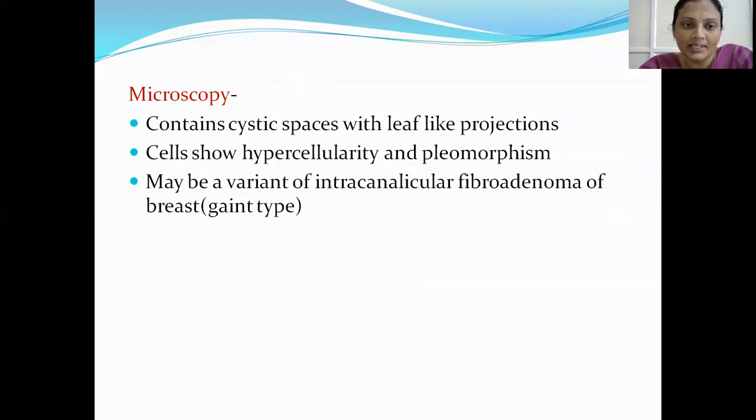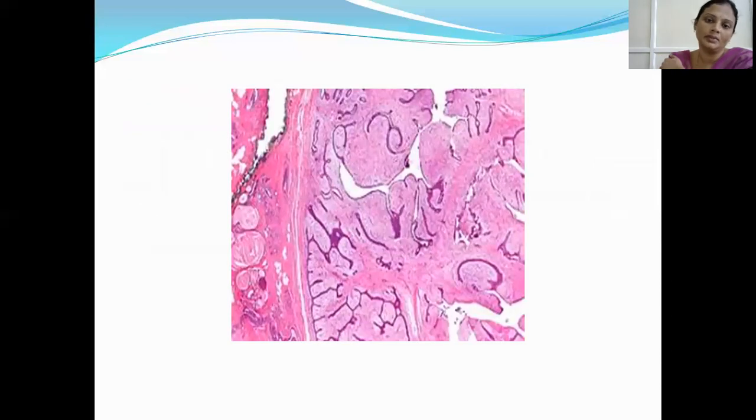Microscopy contains cystic spaces with leaf-like projections, hence called phyllodes. Cells show hypercellularity and pleomorphism. It may be a variant of intracanalicular fibroadenoma of the breast, giant type. So this is the leaf-like projections, the microscopic picture.